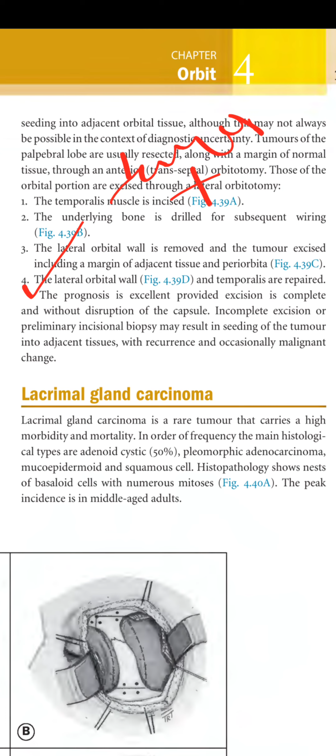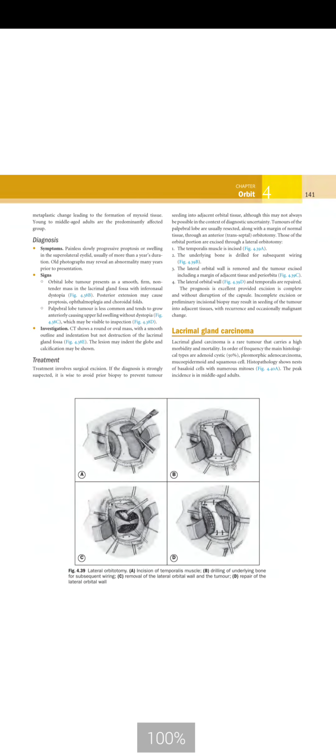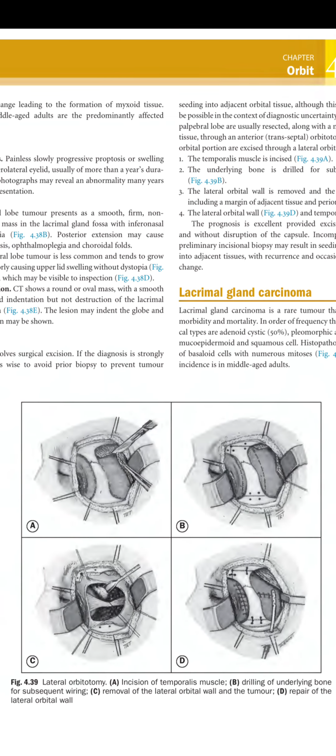Incomplete excision or preliminary incisional biopsy may result in the seeding of the tumor into the adjacent tissue with recurrence and occasionally malignant change. So if the tumor is not removed properly, it can undergo malignant transformation.